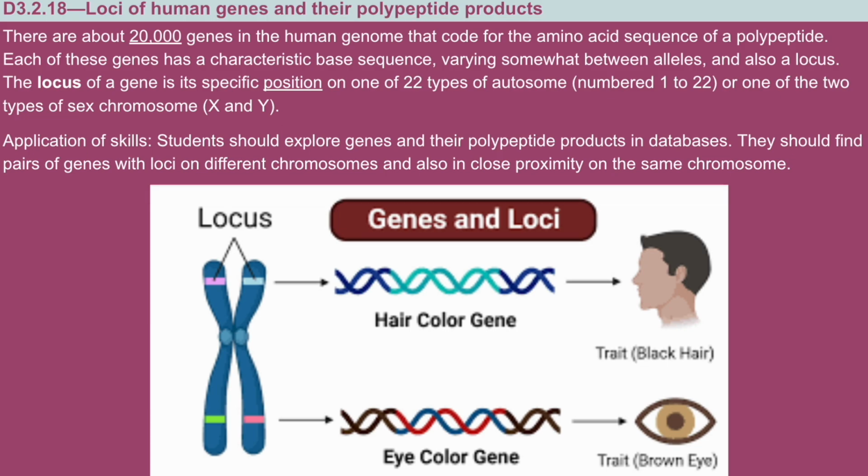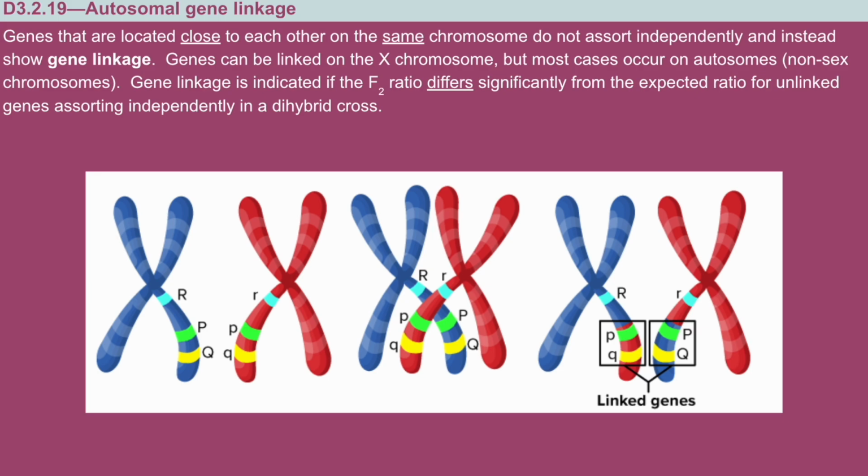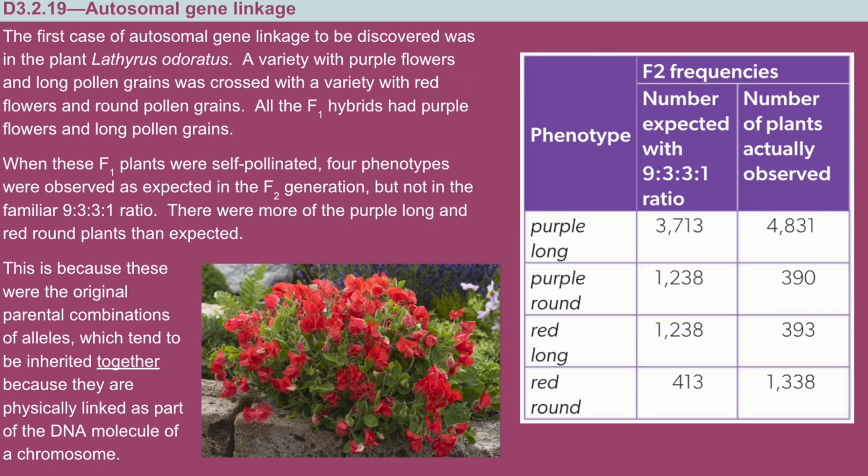You should be exploring genes and their polypeptide products in databases. You should find genes with loci in different chromosomes and in close proximity on the same chromosome. We've already covered this: if genes are close together, they tend to be inherited together. We call those linkages. If they are linked, we're going to see a specific pattern that is different than if they are not linked.